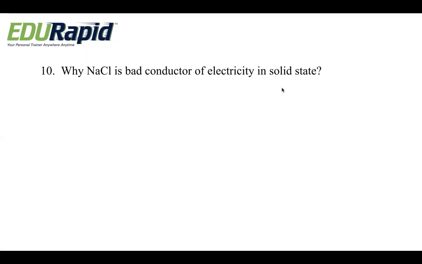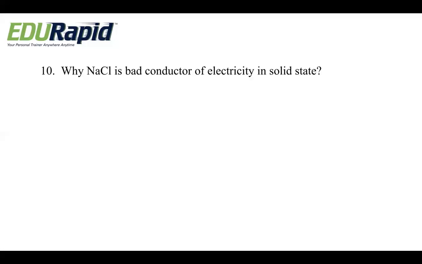Okay, 10th one. Why is NaCl, that is sodium chloride, a bad conductor of electricity in solid state? We have discussed that ionic compounds are good conductors of electricity. But here they are asking why NaCl is a bad conductor of electricity in solid state. So, any guess answers from anyone? Why is it a bad conductor in solid state?